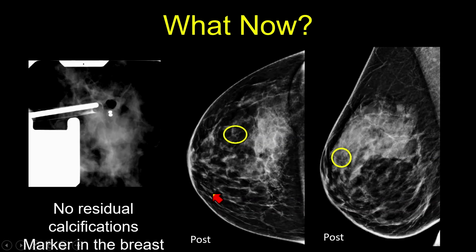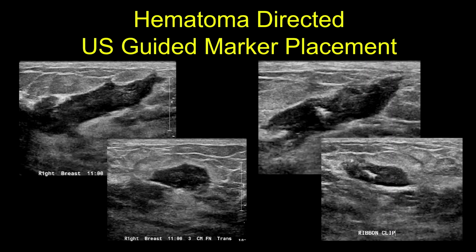Now, sometimes you'll take this image and there's no clip, and the clip didn't deploy for some reason. Okay, that's easy because you're still in the breast. You can just put in a different clip and you're done. But in this case, we've got them off the stereo table. So you could put them back on the stereo table and restart, but I don't think that's as necessary.